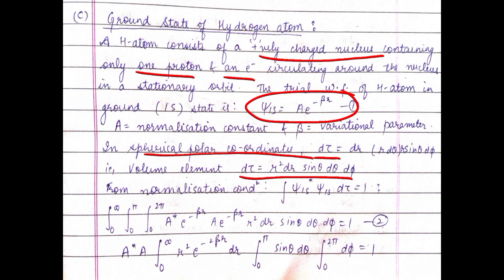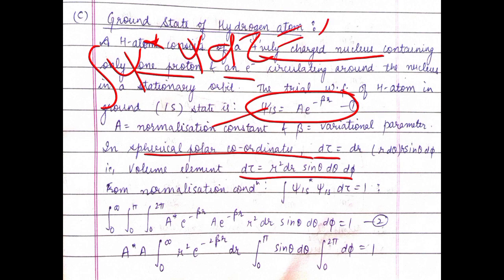Now we know that this wave function will satisfy some conditions, one of which is the normalization condition. The normalization condition is the integration of psi star psi d tau equal to 1. So this is the condition which is to be satisfied by our trial wave function. By putting the values of psi and psi star in this equation, we will find the value of the normalization constant A. Since we are using spherical polar coordinates, the limit of r goes from 0 to infinity, the limit of theta goes from 0 to pi, and the limit of the phase angle phi goes from 0 to 2 pi.